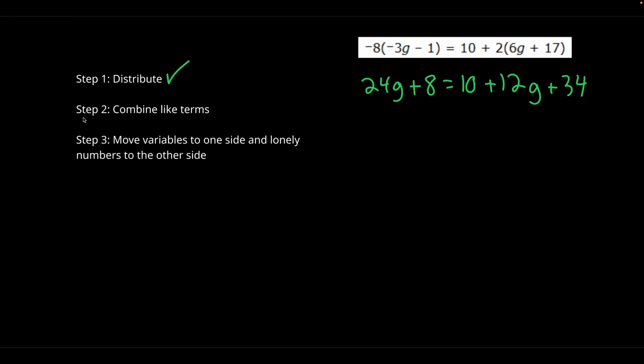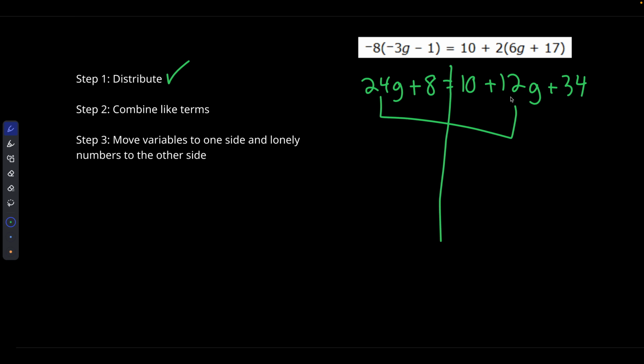Again, we should know how to do this, but what we need to talk about here is this equal sign, there is a wall, okay? And so you would think, okay, I can combine 24G and 12G. They are like terms. Unfortunately, though, there's a wall between them, so you cannot combine through the wall. Similarly, you might try and combine 8 and 10, but the wall separates them, so you cannot combine. However, you can combine 10 and 34. They're on the same side of the wall.